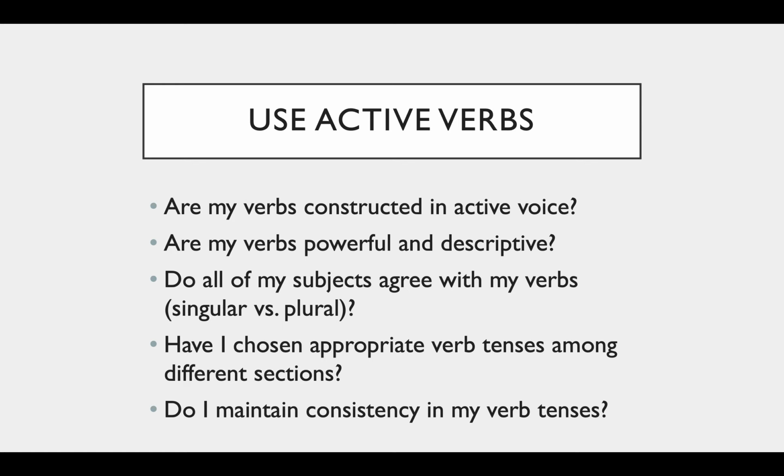Have I chosen appropriate verb tenses among different sections? This is something that I encounter a lot as I read papers: there's a variation in the use of verb tenses. And so in one paragraph, a lot of present tense. In another paragraph, there's future tense. And sometimes in paragraphs, present, future, and past tense all are operating at the same time. It's a little bit confusing. So you want to maintain consistency in the verb tenses that you use. If you decide I'm going to write in past tense, make sure you keep on using past tense.